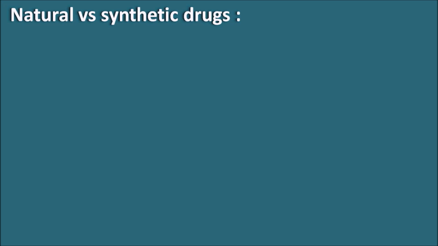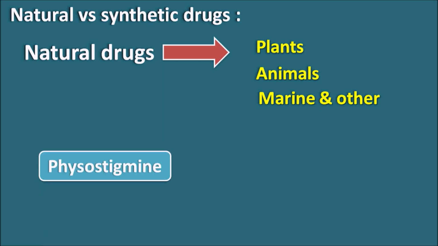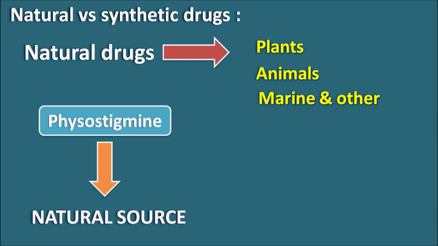So it is very important for us to learn which type of drug is a natural product and which is coming from either a synthetic or semi-synthetic process, so that we can easily find how these drugs are interrelated. Natural drugs come from different sources like plants, animals, and even marine and other sources. For example, physostigmine comes from a natural source, Physostigma venenosum. So it is a natural product.